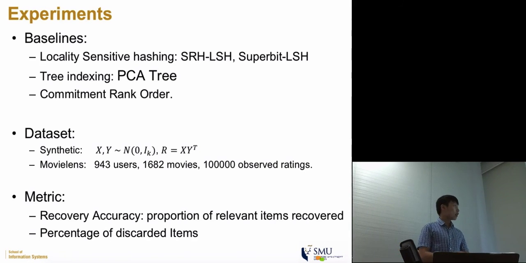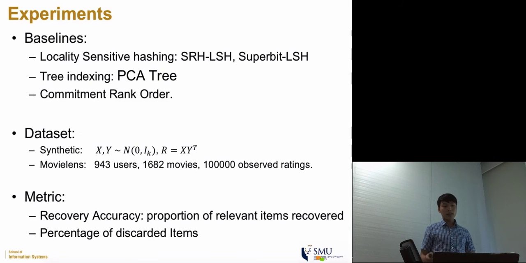The data set, they have 2 data sets. The first one is a synthetic data set, in which they simulate the user vectors and item vectors from a normal Gaussian distribution. And then they construct the rating matrix using the linear product between the 2 matrices. So in the synthetic data, they have a complete rating matrix.